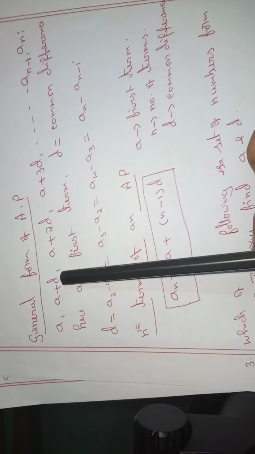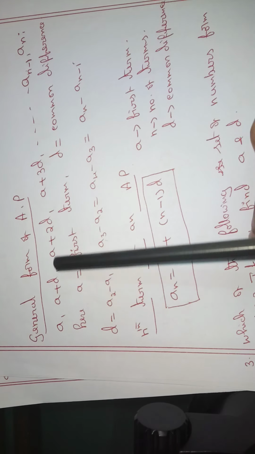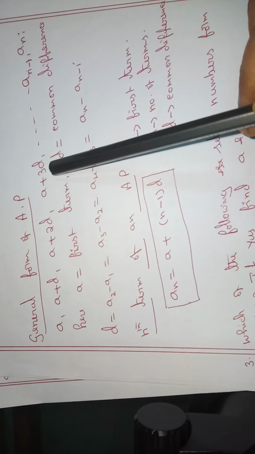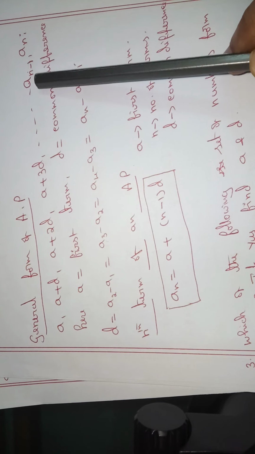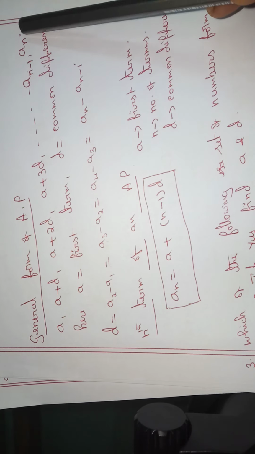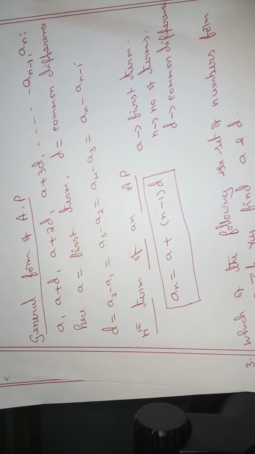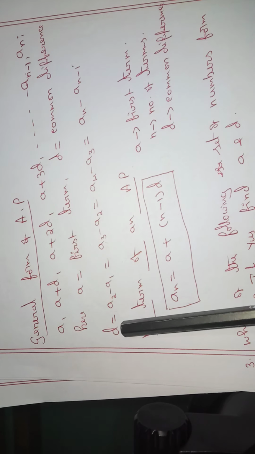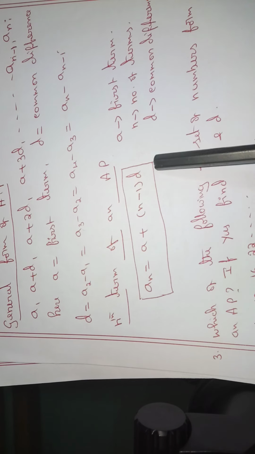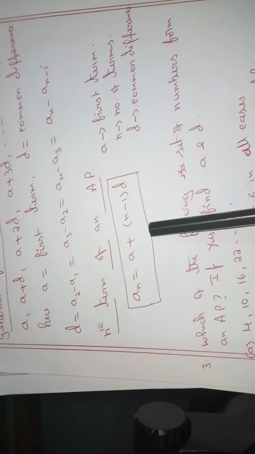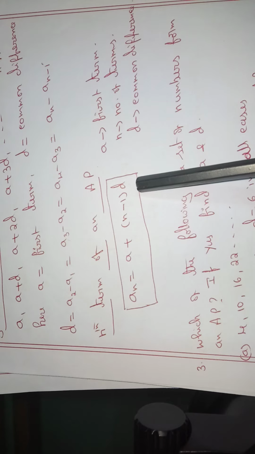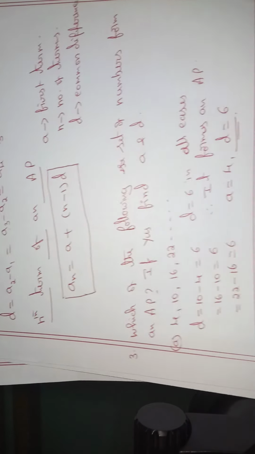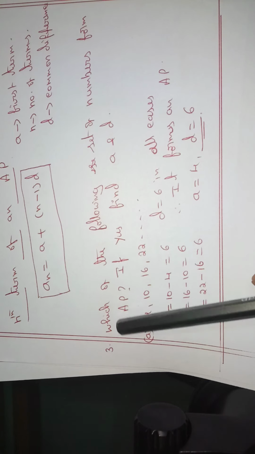Next we come to nth term of an AP. A is the first term, common difference is denoted by D. So A plus D, A plus 2D, A plus 3D. Nth term is AN. Its previous term is AN minus 1. If at all you have to write the next term, AN plus 1. Common difference is denoted by D. Then we wrote a formula for nth term. AN is equal to A plus (N minus 1) into D. Then we solved one sum.